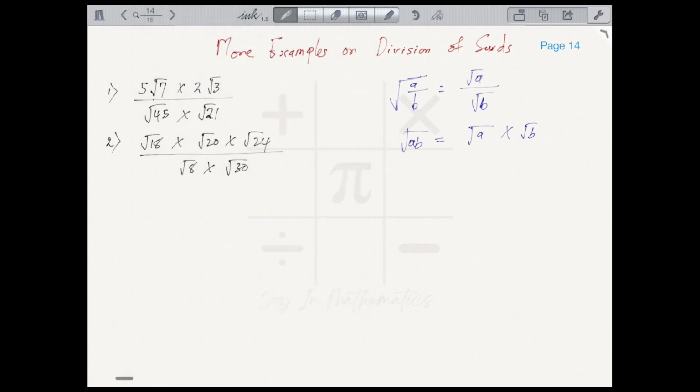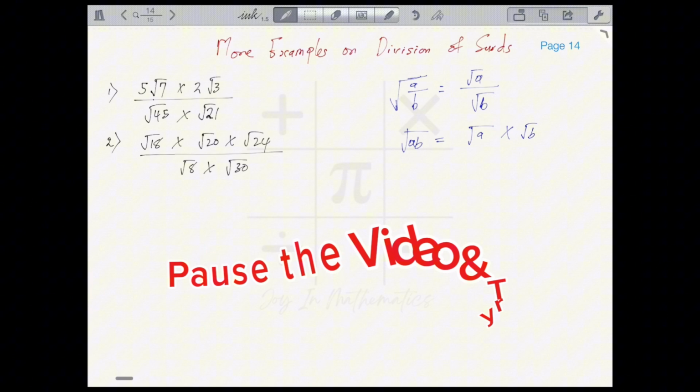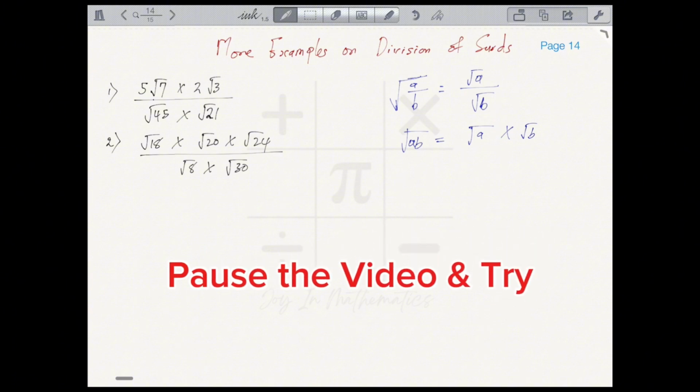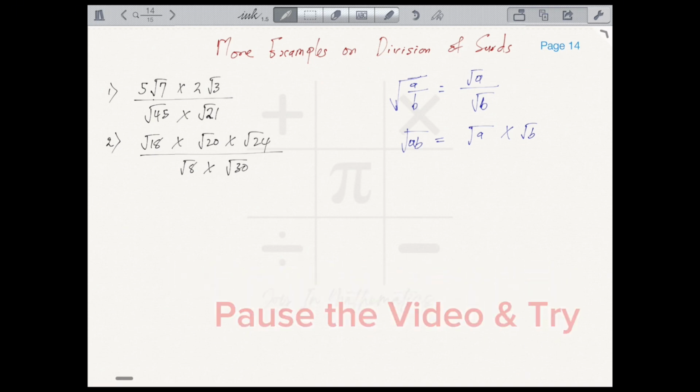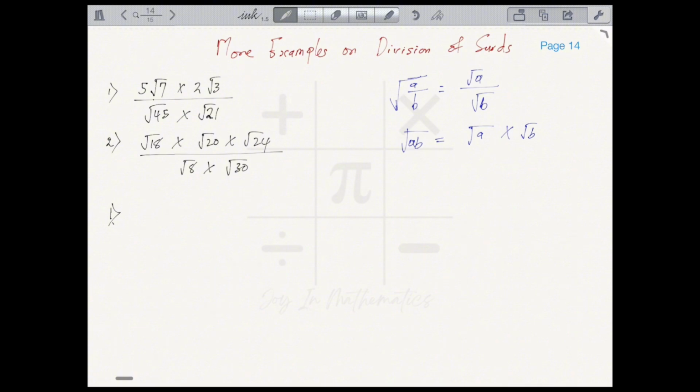Now we have two questions here. You can as well pause the video and give it a try on your own, and then we solve together now. So to simplify the first question, we say 5 root 7 multiplied by 2 root 3 divided by root 45 multiplied by root 21.